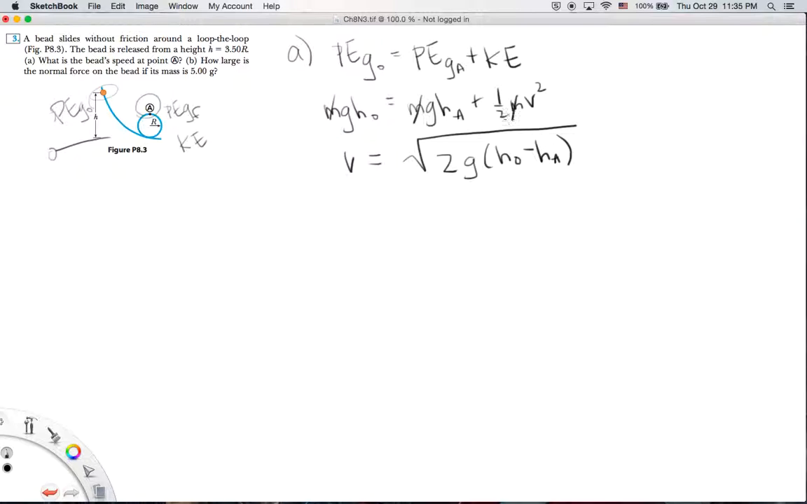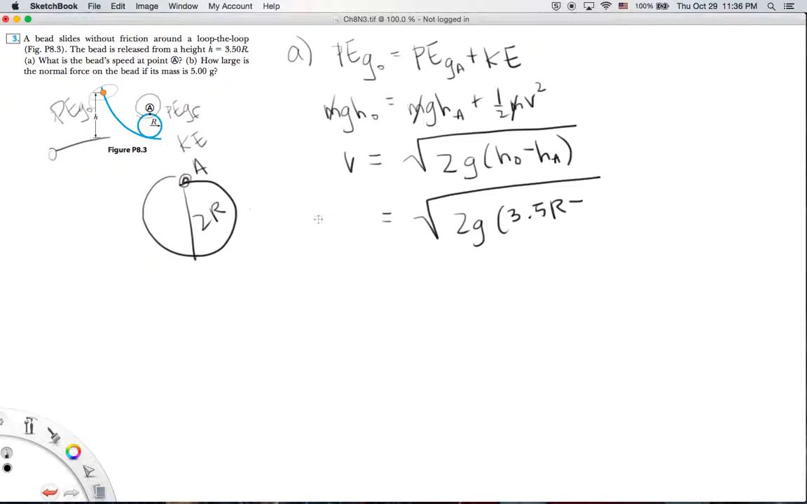And it tells you that h naught is 3.5 r. And you know that the height at A is going to be 2r because there's a circle and A is at the top of the circle. So that's 2r. Then you get that the velocity is the square root of 3gr. So that was part A.